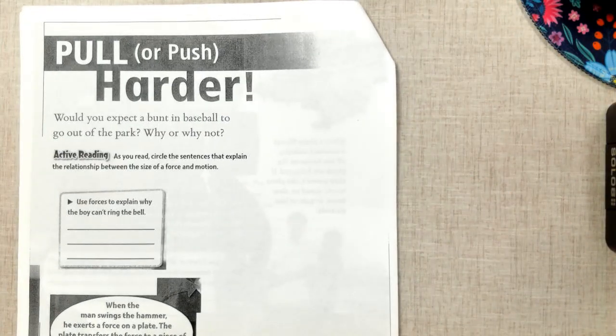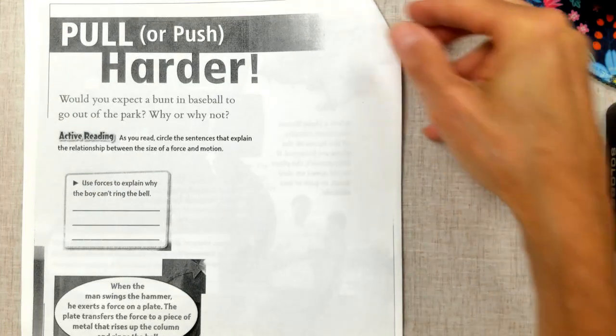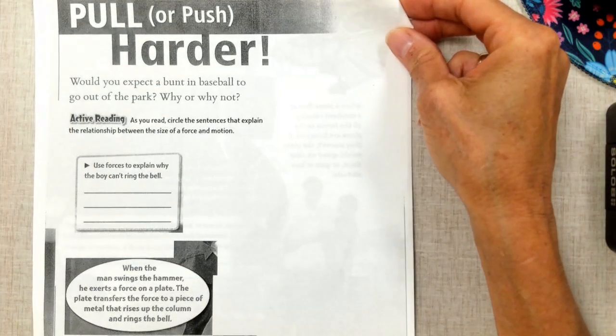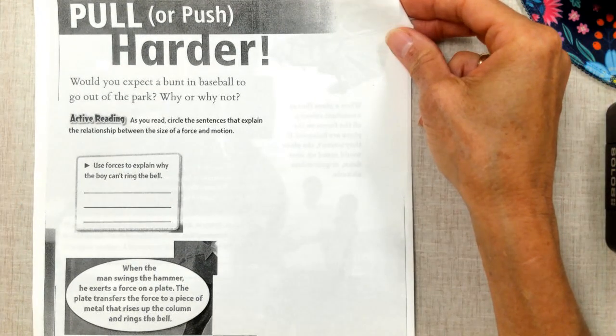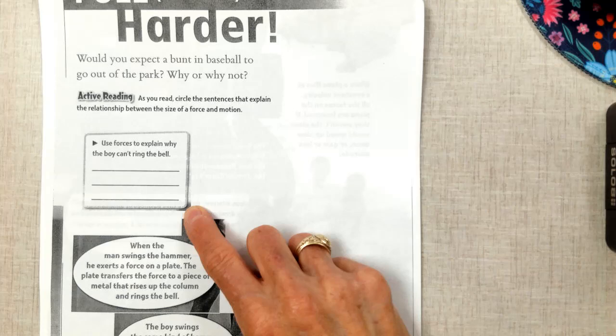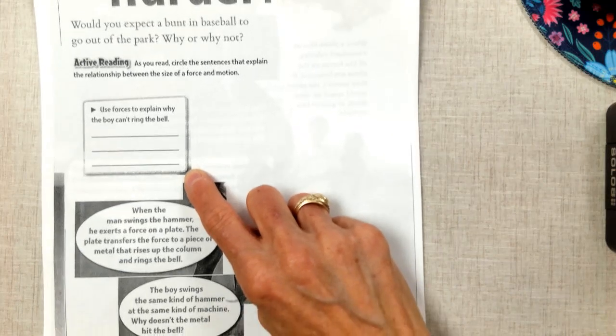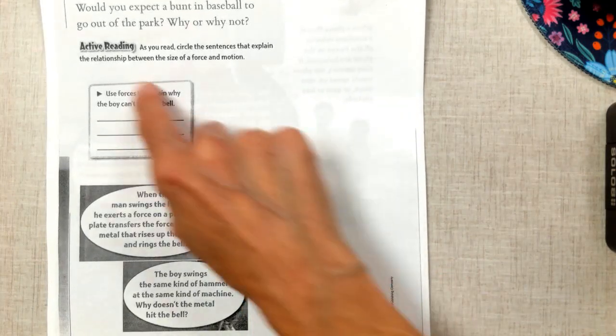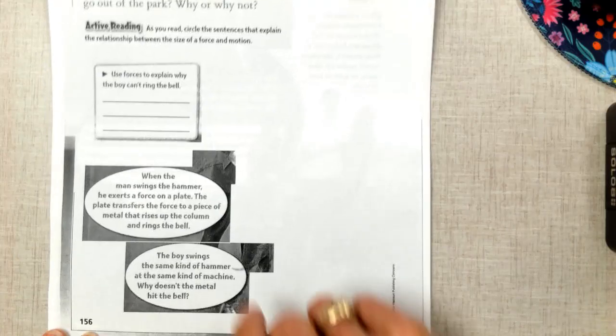Let's look at page 156. This is push or pull harder. Would you expect a bunt in a baseball to go out of the park? Why or why not? As you read, circle the sentences that explain the relationship between the size of a force and motion. Use forces to explain why the boy can't ring the bell. You can skip that right there. You don't need to worry about that.